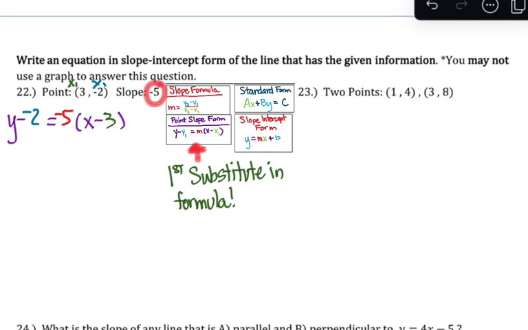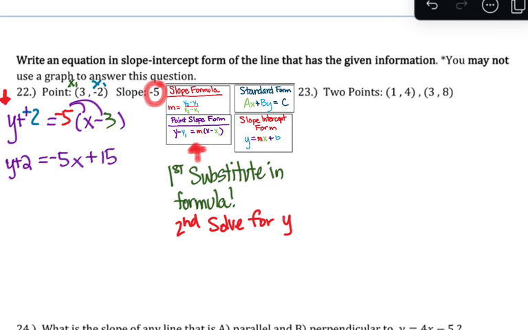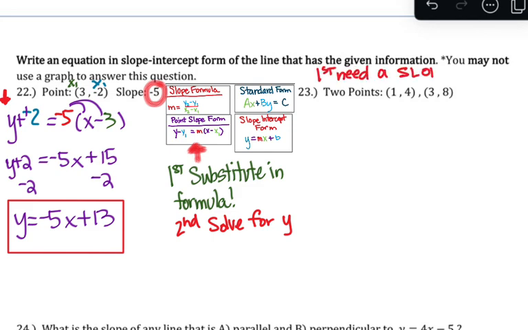Just like if you're playing a sport, you substitute in for your position. You don't change up positions. You don't start making stuff up. You got to substitute in where your coach tells you to go. Substitute in, right? Then all you have to do is solve. Solve for y. That y at the beginning, that little purple y, right? So we get y plus 2 because we have a double negative. Then we distribute -5 to our parentheses, and we simply subtract 2. We get y equals -5x plus 13.